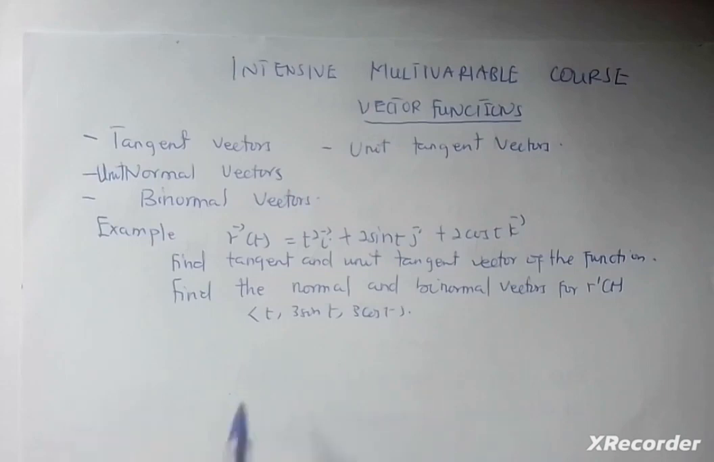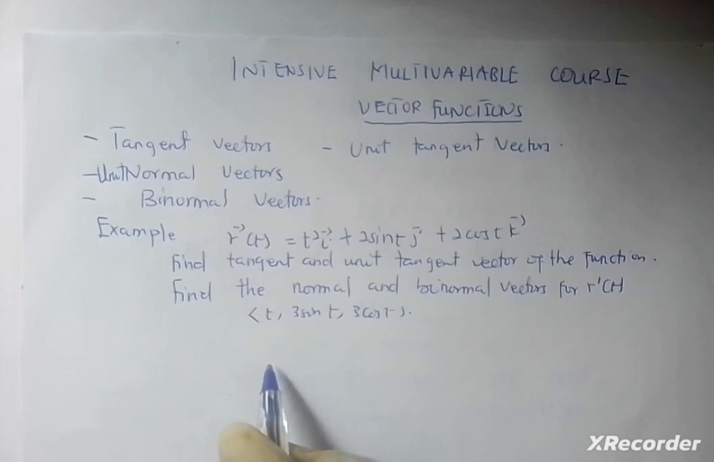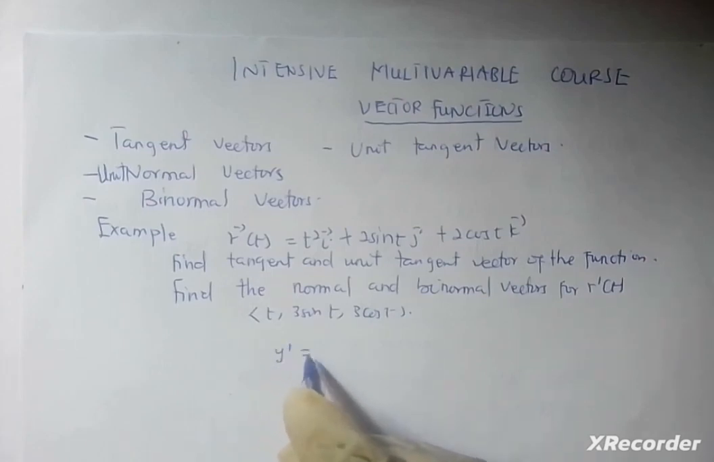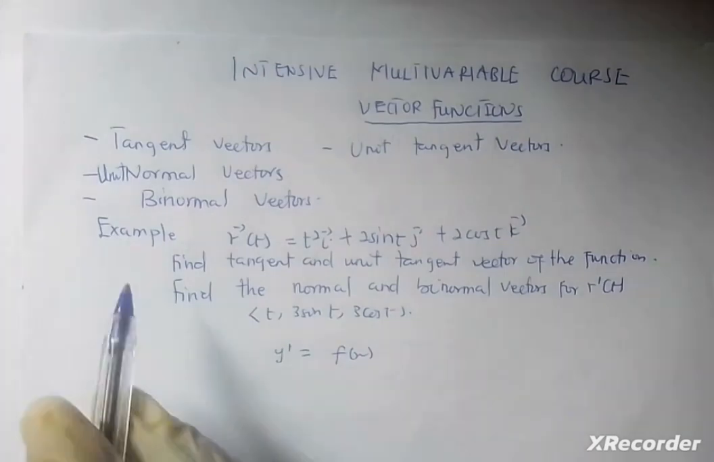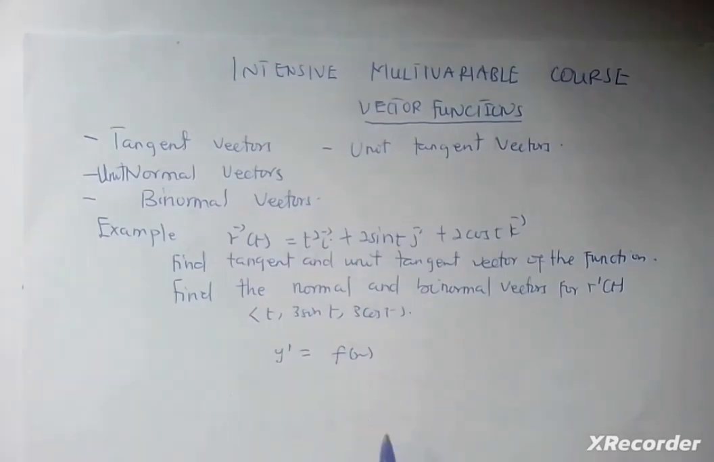So, tangent vectors. From calculus 2, you know that if you differentiate a function, you get a gradient function. So the derivative y prime is always a gradient function. But in vector functions, when you differentiate a vector function, you get a tangent vector. A gradient function gives a tangent, so if you have the vector function, once you find the derivative, you're going to get the tangent vector.